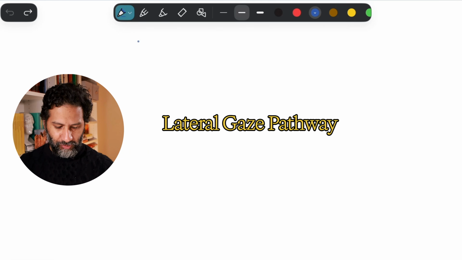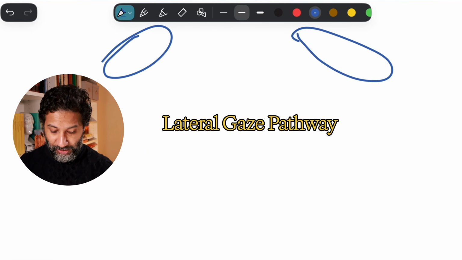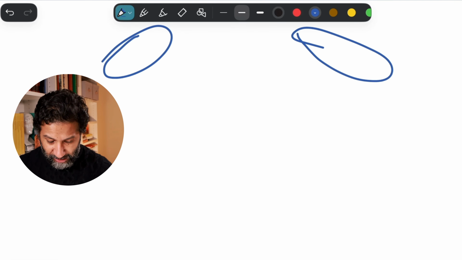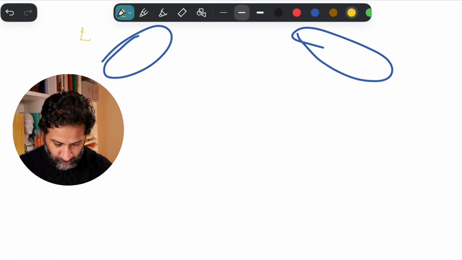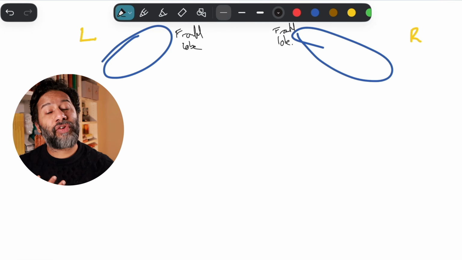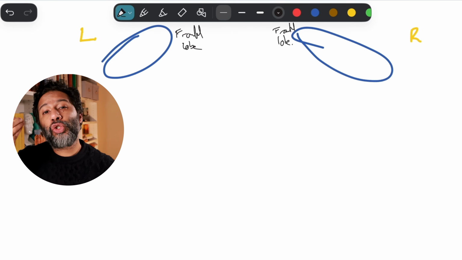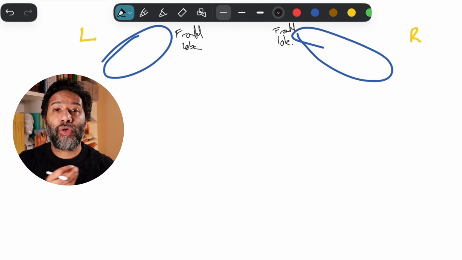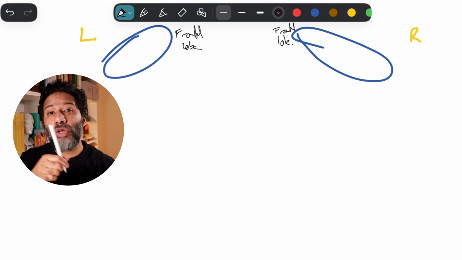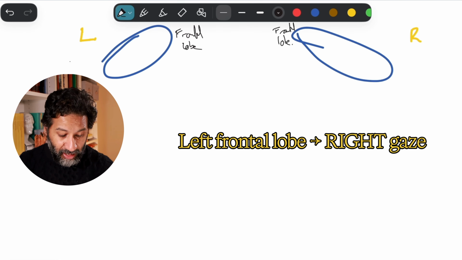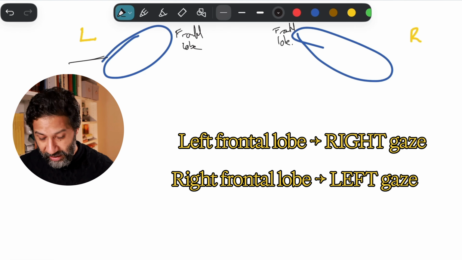So we're going to start off in our frontal lobes, actually, taking us all the way back to the start. And so in our frontal lobes, I'm going to label this left, I'm going to label this right, and this is our frontal lobe. There's a region in your frontal lobe called your gaze centers. This is where the initial trigger comes on whether you want to look left or right. Now, if you want to look right, that comes from the left frontal lobe. And if you want to look left, that comes from the right.